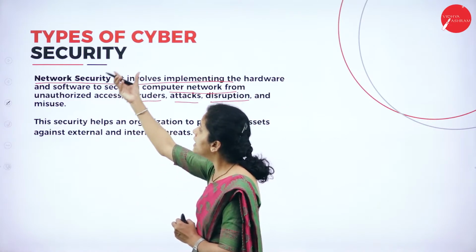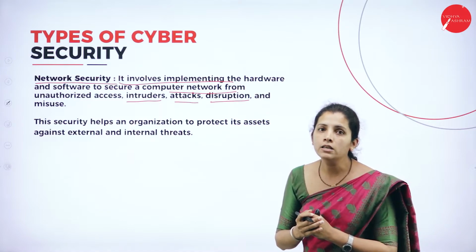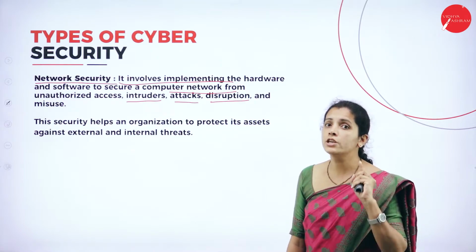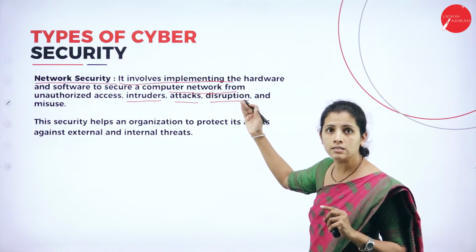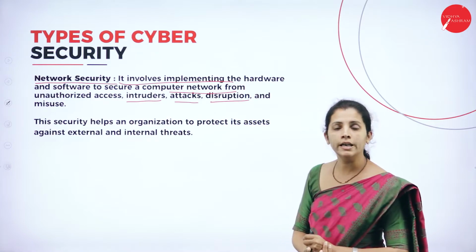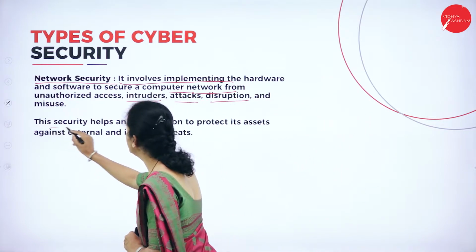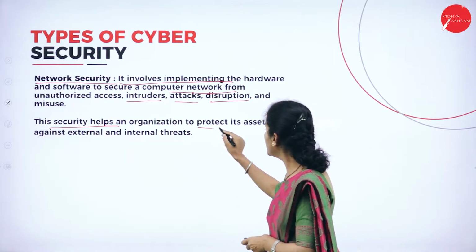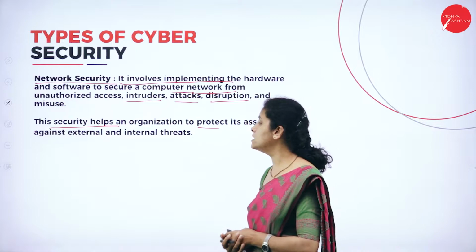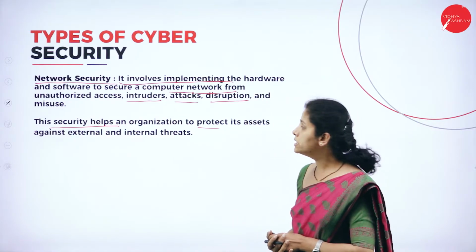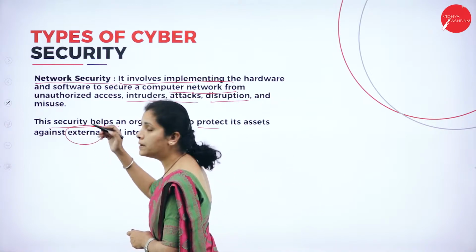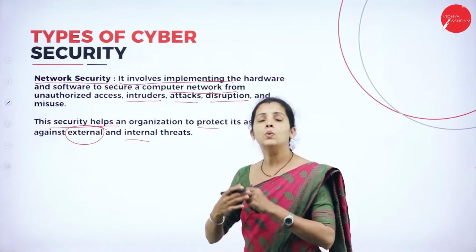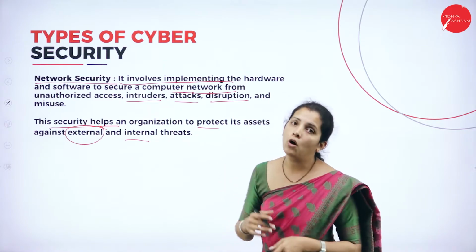So here, when I consider network, I'm going to encounter devices like router, gateway, hub. How I'm going to provide security for network connected devices, all those things come under network security. This kind of security helps an organization to protect its assets from external as well as internal threats. So dear student, what is external? That is a person external to the organization. And what is internal? The person who belongs to that organization.